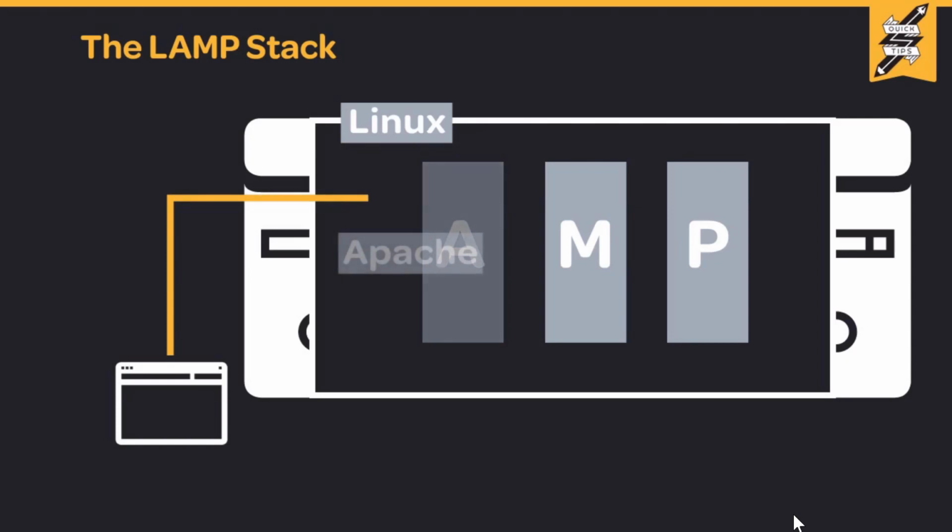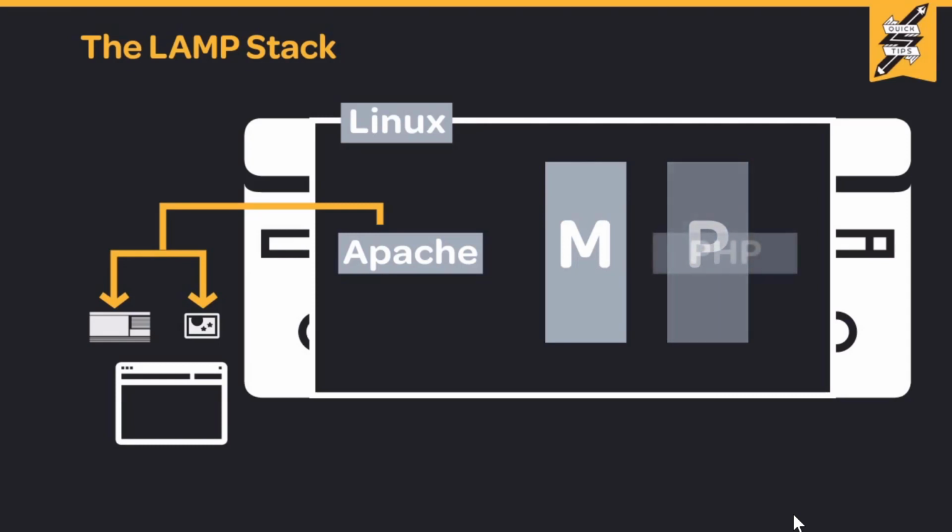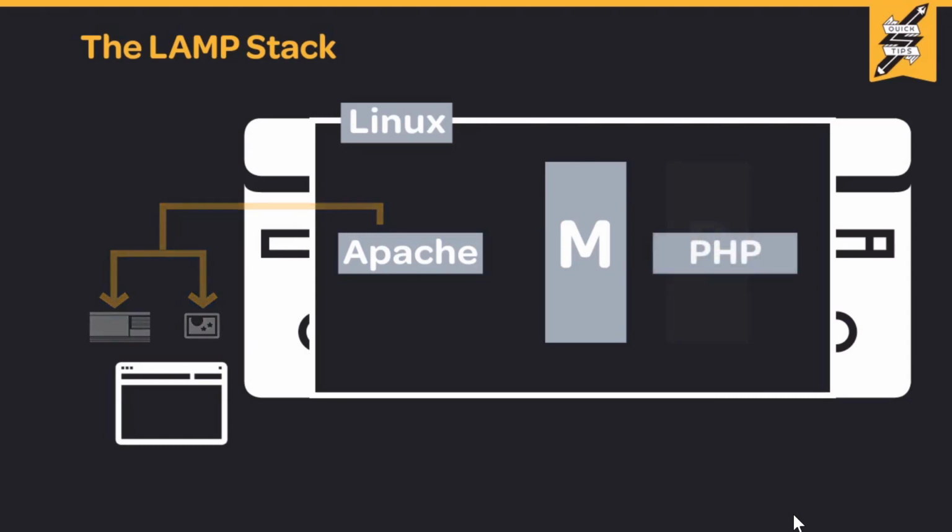The A stands for Apache, which is the web server software. It receives and handles all those requests from visitors. If someone requests index.html or lolcat.jpg, Apache looks on the server for the file and sends it back to the visitor's browser. Let's skip the M for a moment and look at the P, which usually stands for PHP.